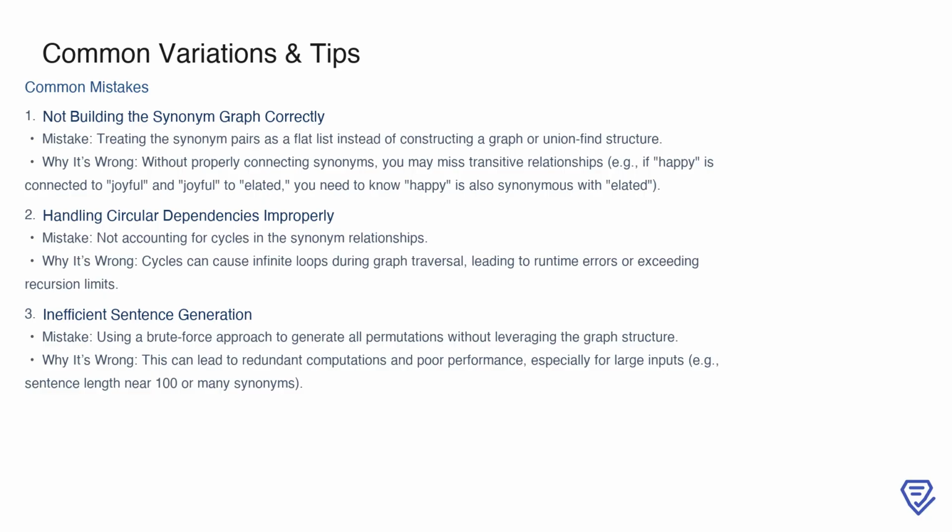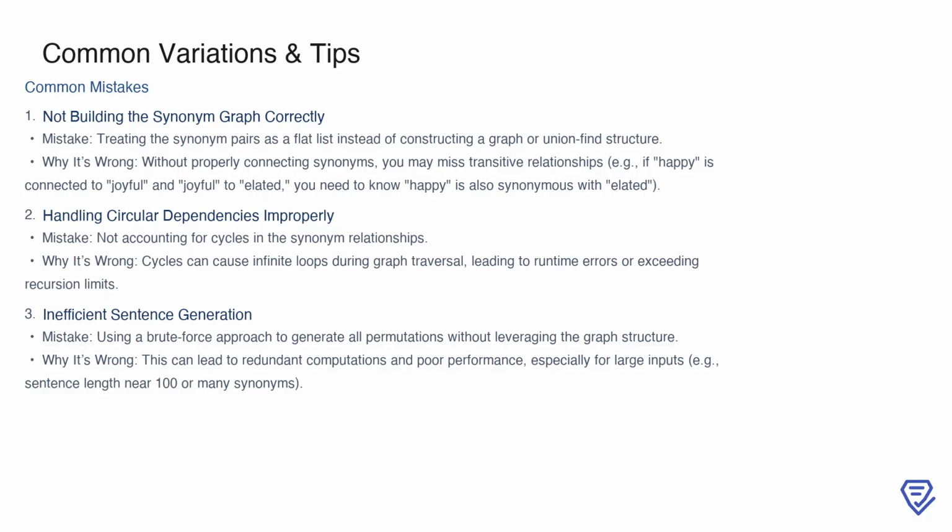When working on this problem, there are several common mistakes to watch out for. First, not building the synonym graph correctly is a frequent pitfall. If you treat the synonym pairs as an unstructured list instead of constructing a proper graph or using a union-find structure, you might miss important transitive relationships. For example, if happy is connected to joyful and joyful to elated, you'll need to ensure that happy is recognized as synonymous with elated as well.